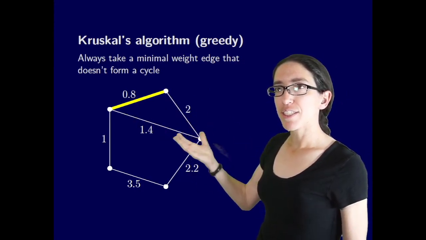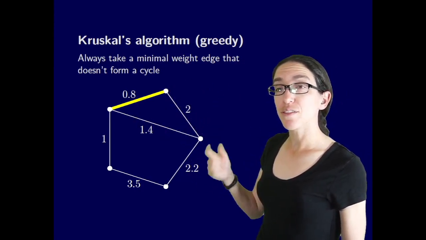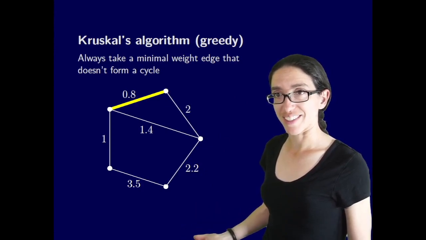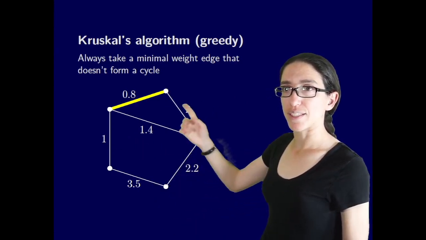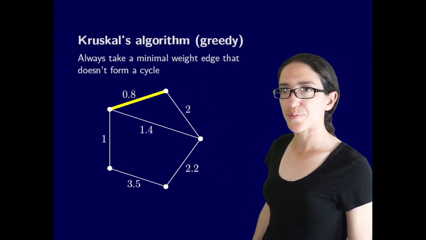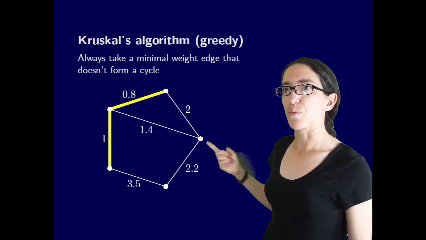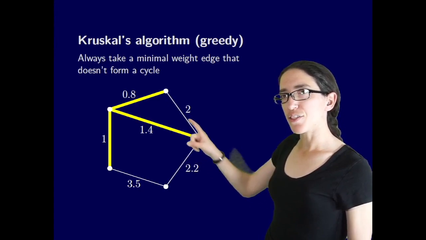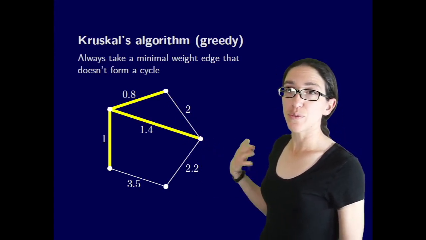And then at every step, you always take a minimal weight edge that doesn't form a cycle with the edges that you already picked. So for instance, the next smallest weight edge is a 1, and that doesn't form a cycle with this yellow edge, so we can pick it. And then we can certainly add this 1.4 as well. Now, we can't add this 2 because that would create a cycle.